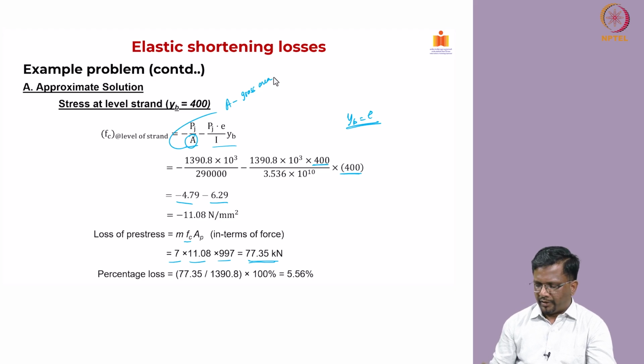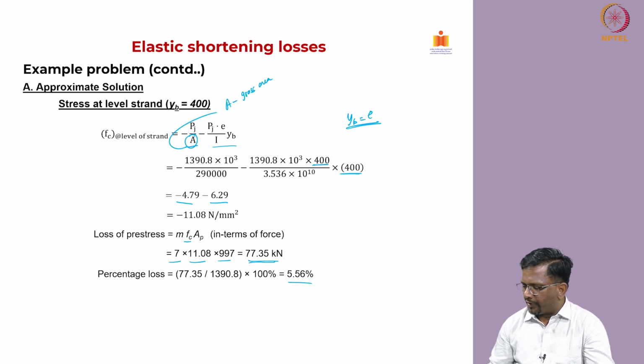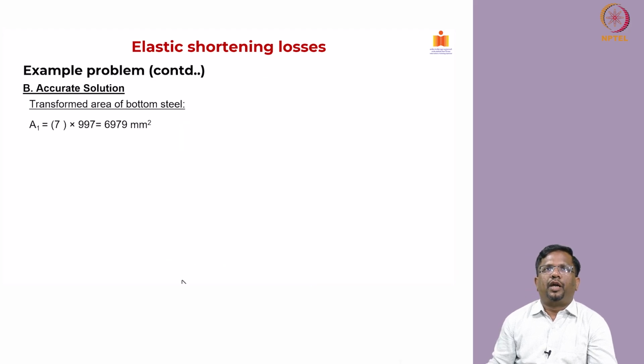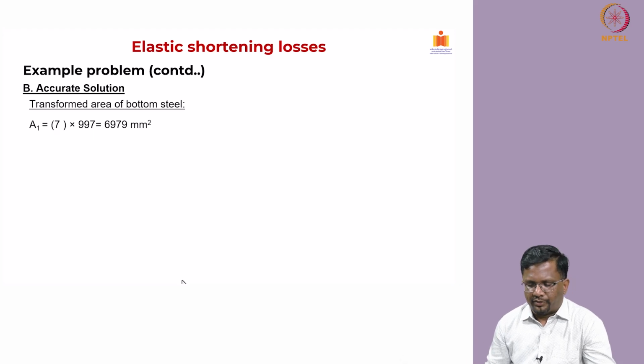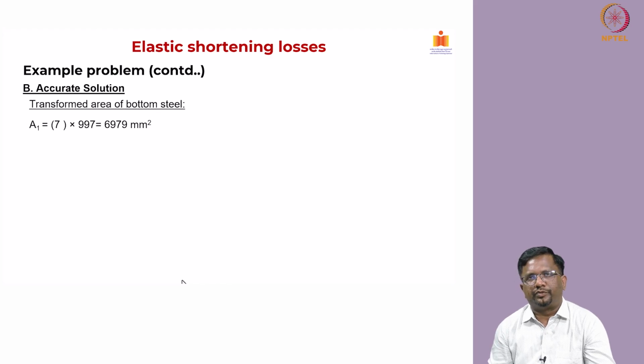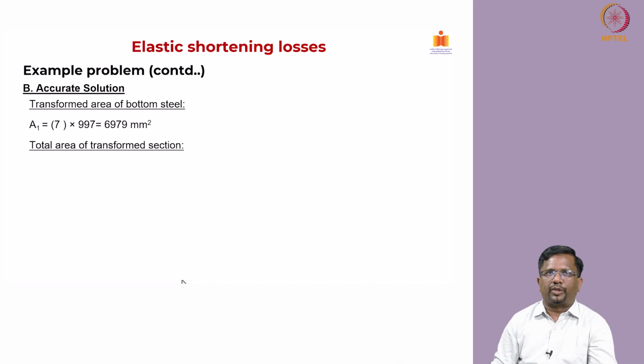Now, let us look at the percentage loss here. If you look at it, it is 5.56%. The initial pre-stressing force was 1390.8 and the force loss is 77.35. When you divide, you get 5.56%. Now, let us look at the accurate solution. In the accurate solution, the difficult part is to calculate the transformed section properties. If you remember, we were using transformed section properties. So let us look at that.